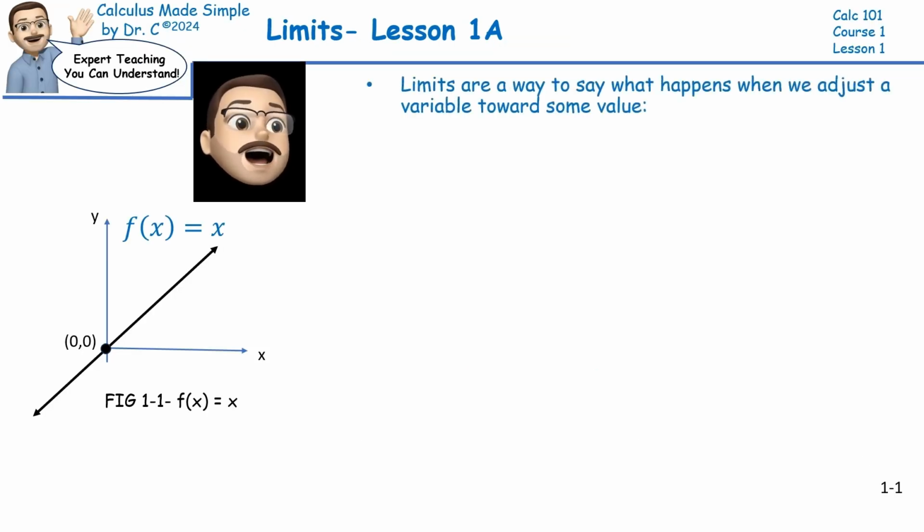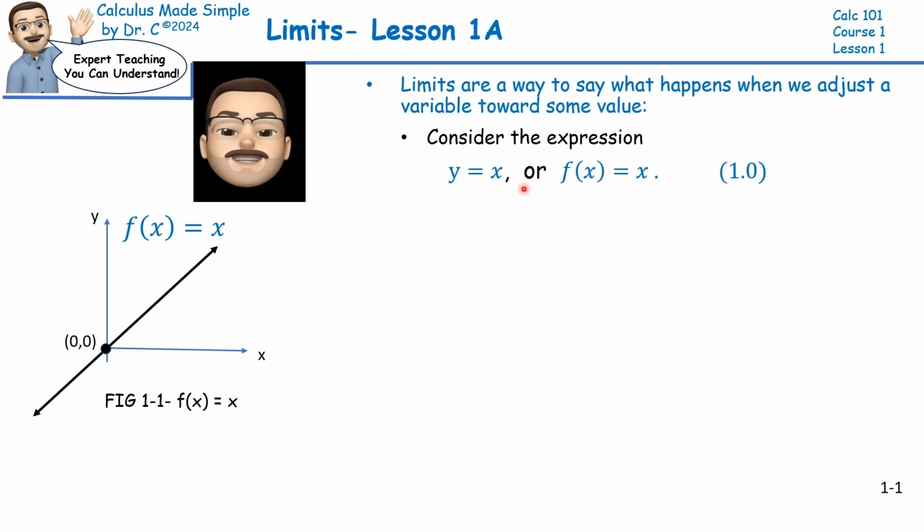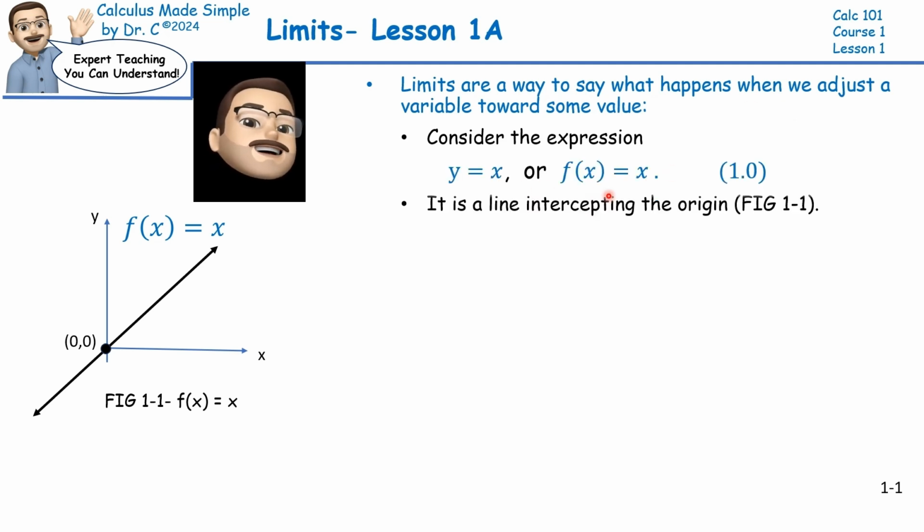Limits are a way to say what happens when we adjust a variable towards some value. Consider the expression y is equal to x, or we write it as f of x is equal to x. It's a line intercepting the origin. So looking to the left, we see as x approaches 0, so does y, or f of x.